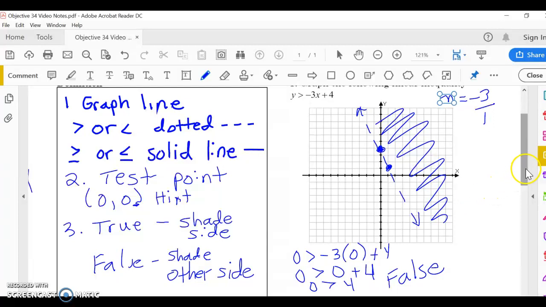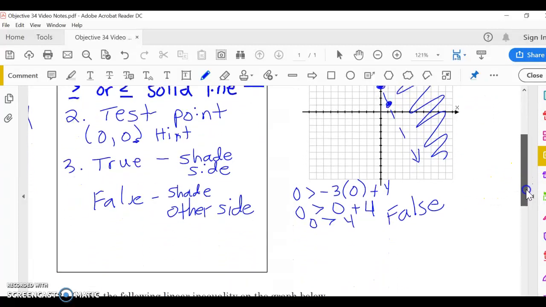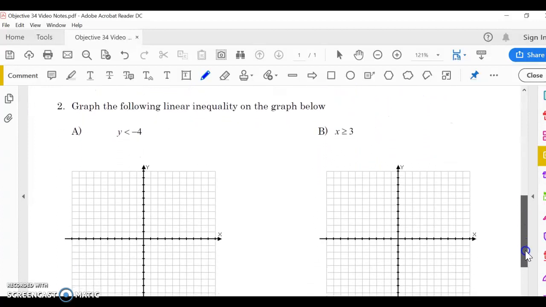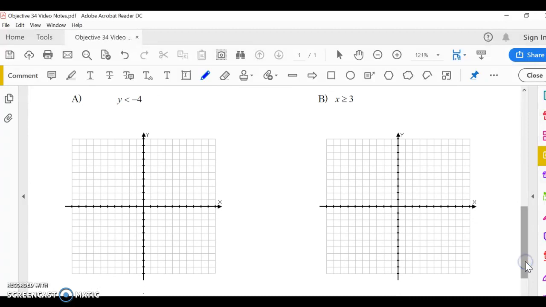Let's try a couple more. Number 2 says graph the following linear inequality. So in 2a, you'll notice it says y is less than negative 4. So we're going to go through our steps again. The first thing we're going to do is graph y equals negative 4 from last chapter. Remember, that's a horizontal line. So y equals negative 4 goes through this point, but it's dotted because it's less than. So if we look at step 1 above, we know this is a dotted line.